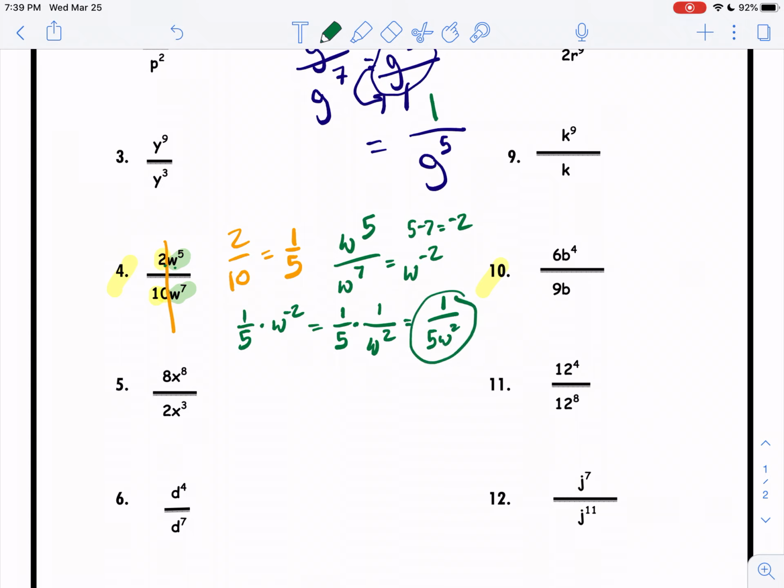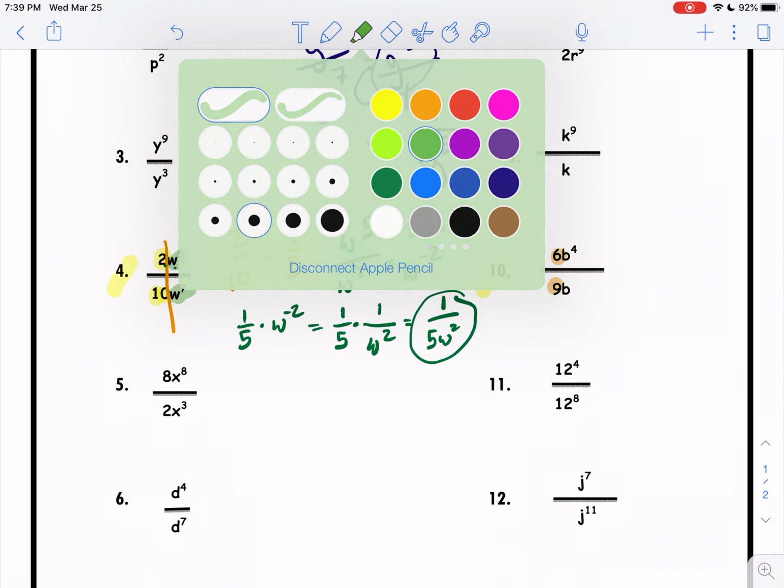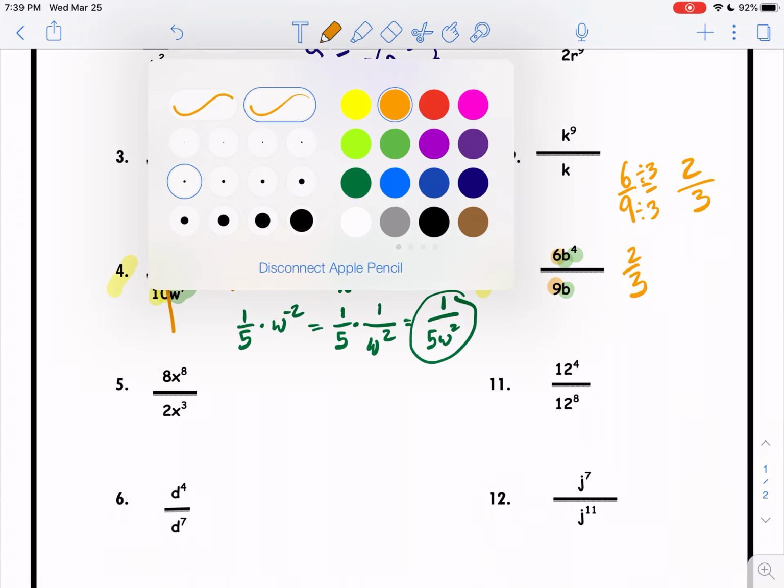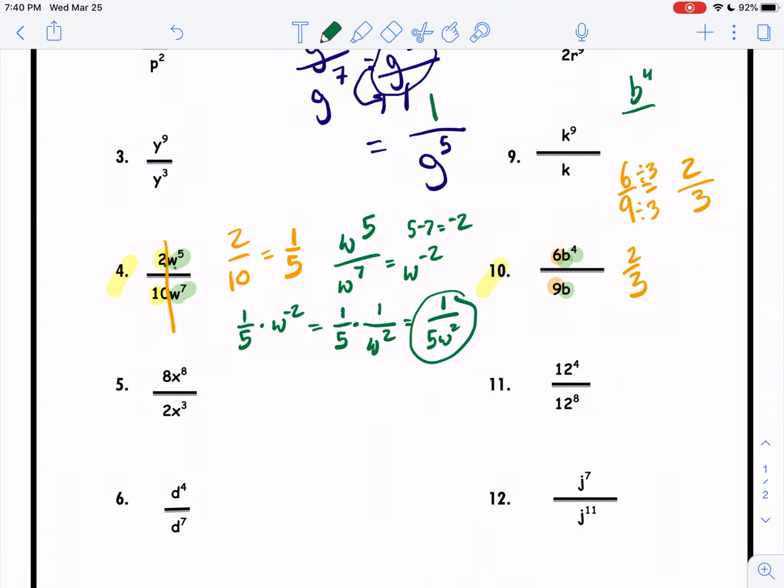All right, with number 10, a similar setup. So I'm going to do highlights. I'm going to learn from my mistake and highlight in orange and green. Okay, so splitting this up, I'm going to work on top a little bit higher. So 6/9 is divisible both by 3, right? 6 divided by 3 is 2. 9 divided by 3 is 3. So I have 2/3. And then I'm going to go even higher to b to the 4th over b.